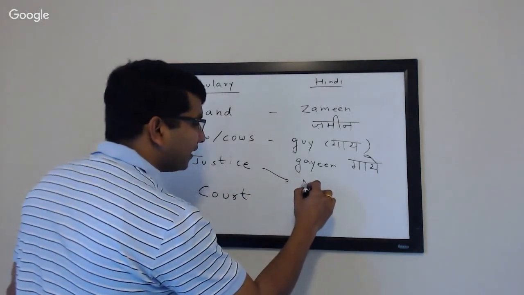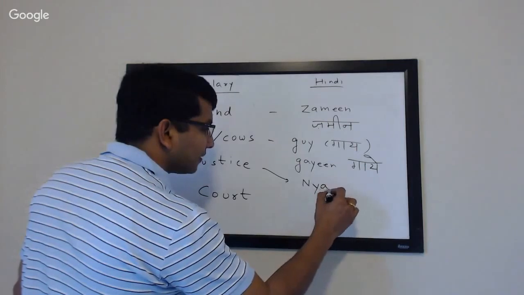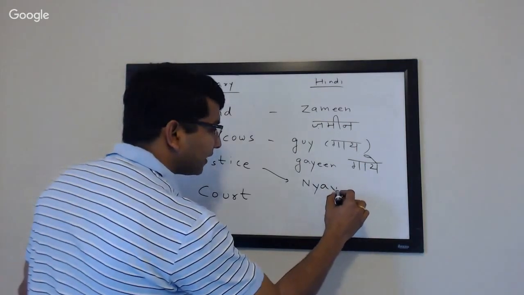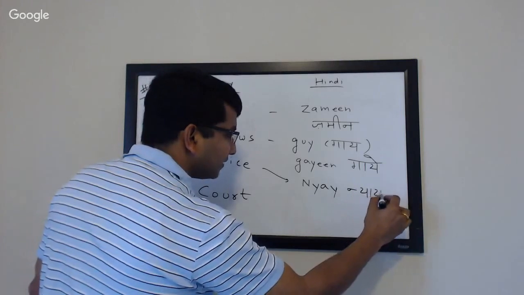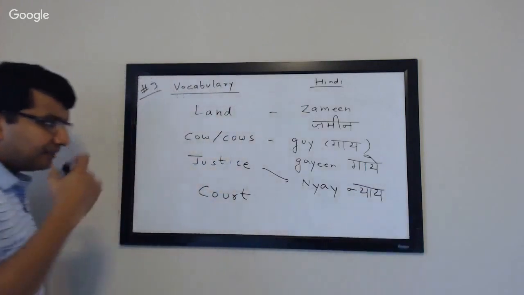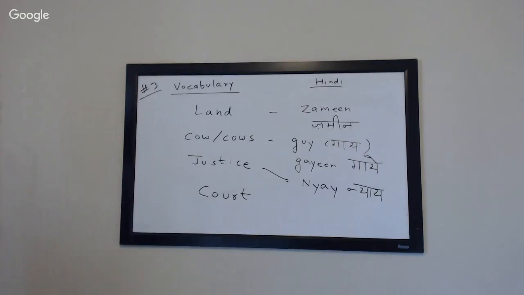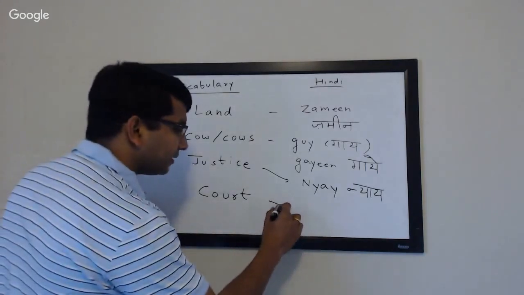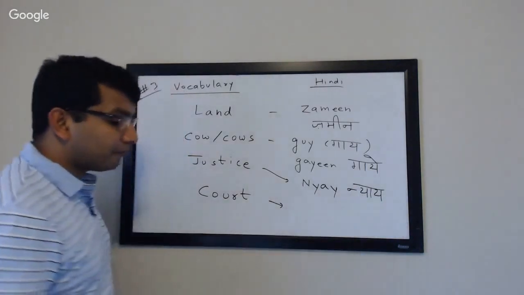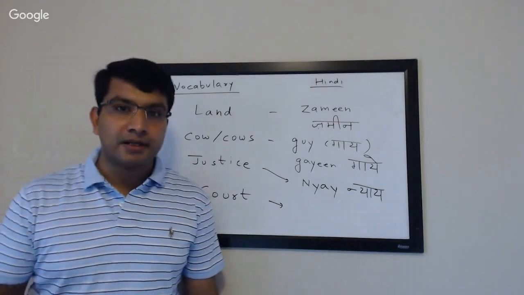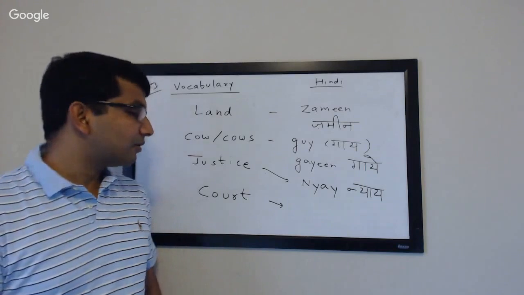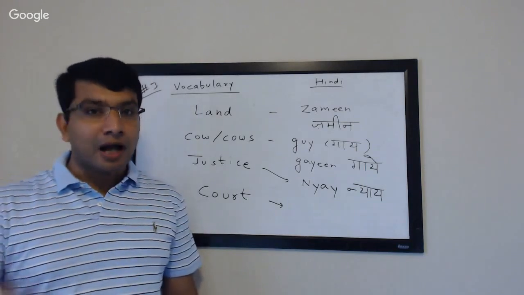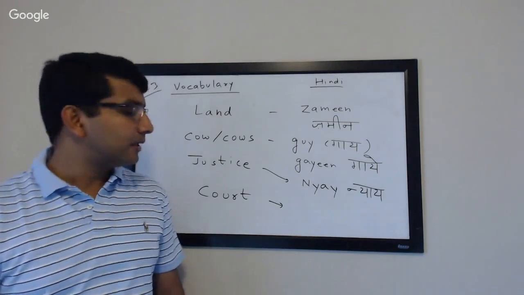Okay. You have justice. Justice is nyay. Nyay, right? So you have a half na and then ye with a and then ye, right? Nyay. Court is basically nothing but, remember when we say to study, vidya, it's like study, right? So vidyalaya is like a house of education, right?